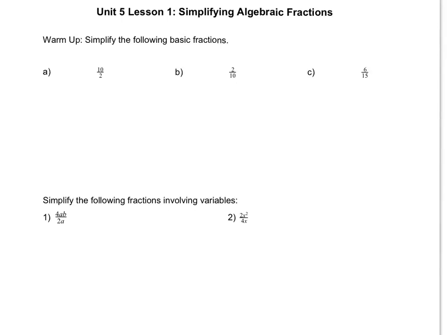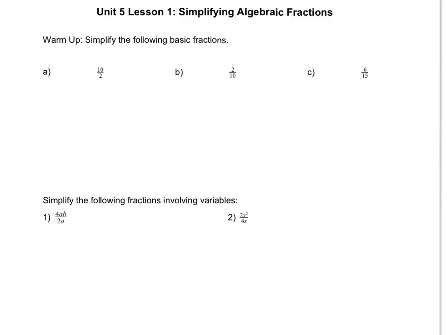So we're going to look at simplifying algebraic fractions. This is Unit 5, Lesson 1. So we're going to look at initially how do we use factors to simplify fractions, and then we're going to apply that to algebra and to algebraic fractions. So let's look first. If you have something, say 10 over 2, you want to make a common factor on the top and the bottom that you can cancel.